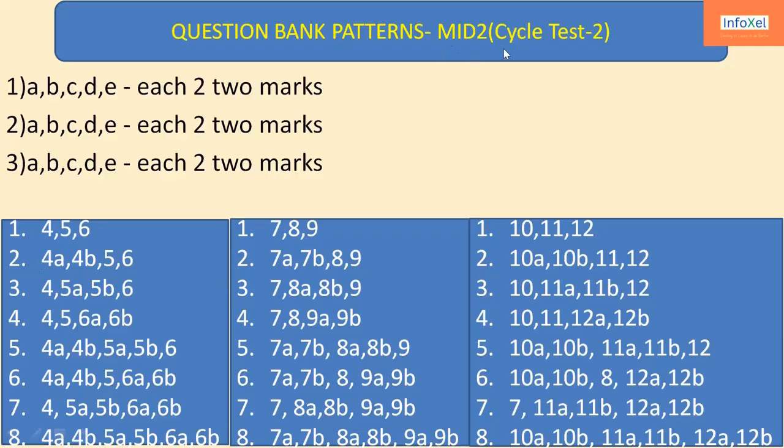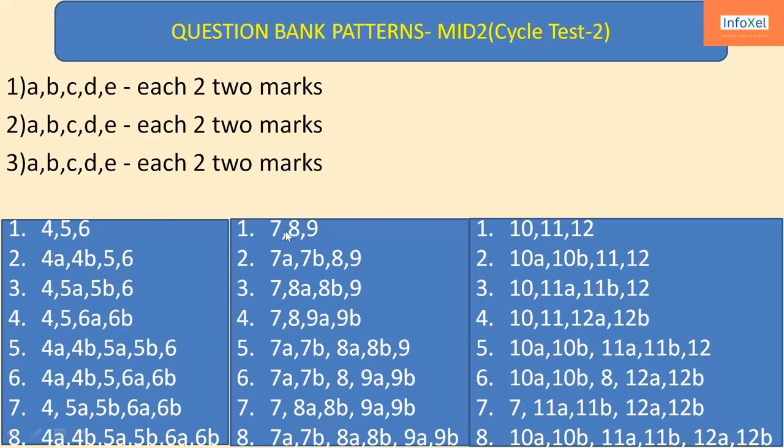This is for the mid 2 or cycle test 2 question bank format. Each unit has question 1 with A, B, C, D, E. Unit 4 has A, B, C, D, E with subdivision. Unit 5 has question number 3 with A, B, C, D subdivision. Again Unit 3, this is for a 5 mark or 10 mark question: 4, 5, 6 without subdivision, or 4A, 4B with subdivision, and 5 and 6 with no subdivision. Likewise we have 8 possibilities of questions for Unit 3.